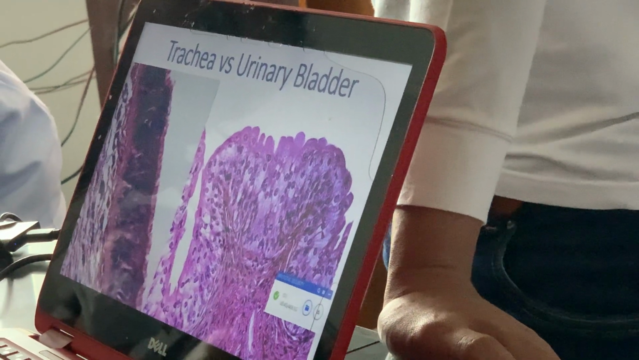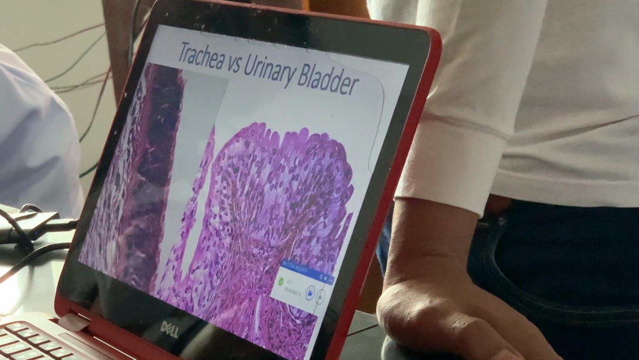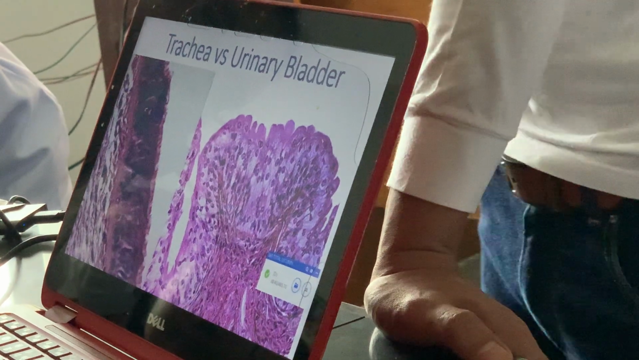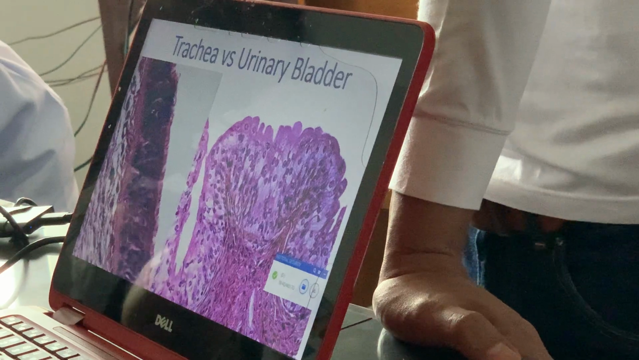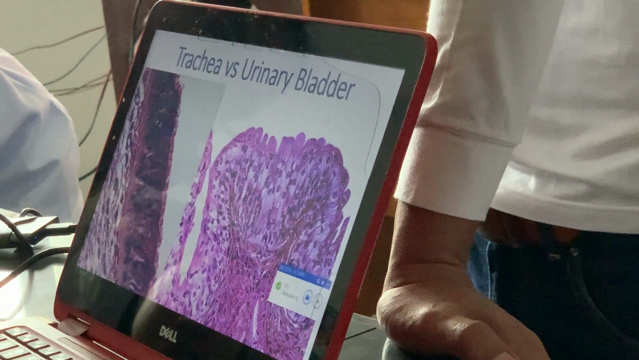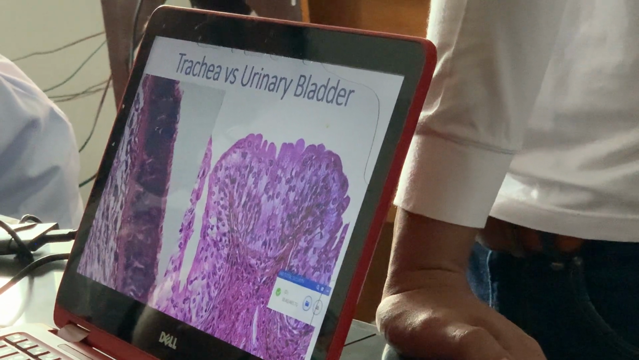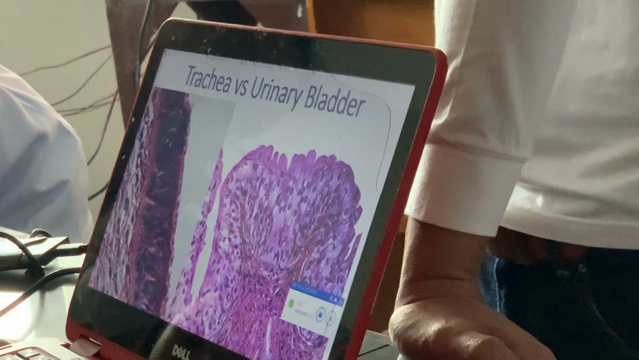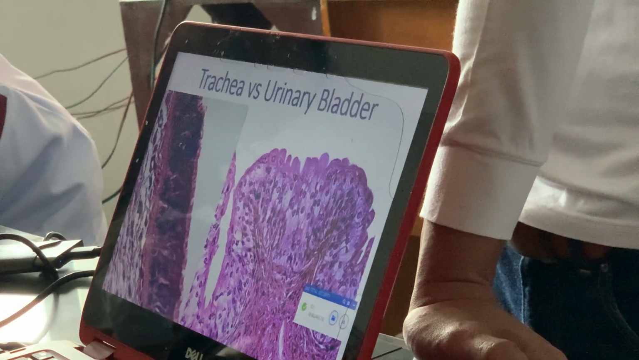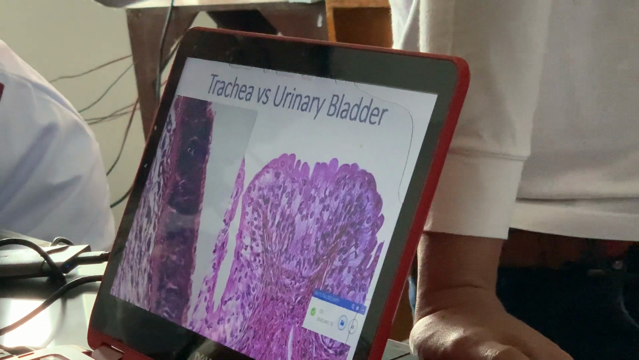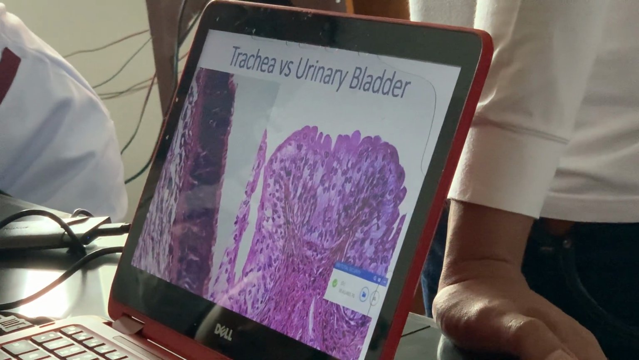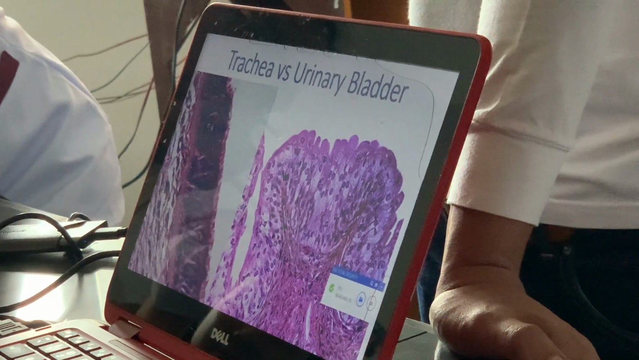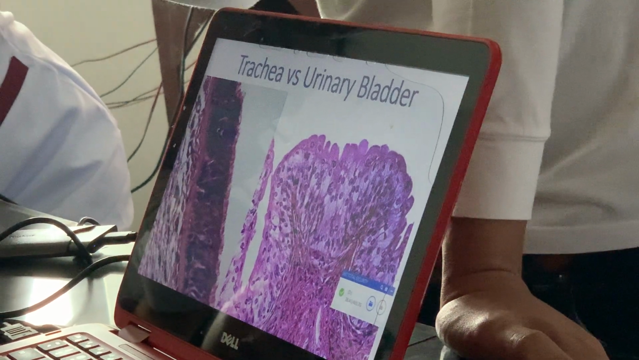Simple squamous, but the term is mesothelium. Cardiovascular. What are the organs in cardiovascular? Heart, blood vessels next to the heart, the bigger one: aorta, arteries, then capillaries, veins, and next to the veins, the inferior vena cava and superior vena cava.